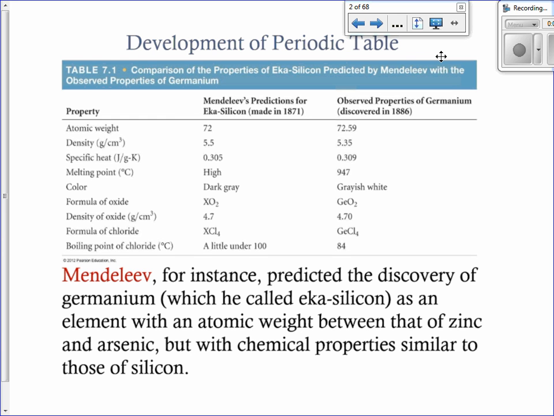Okay, but he was very ingenious because he left spaces open and could predict properties. He realized that certain chemicals behaved the same way, and basically behaved a lot of the same way due to their valence electrons. That's their chemical reactivity property. Because valence electrons do the bonding, the behavior of those valence electrons is similar within the groups.